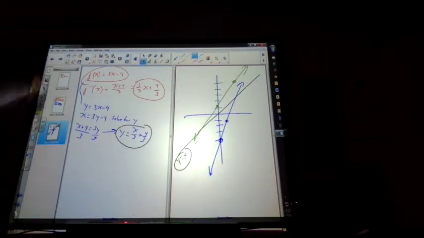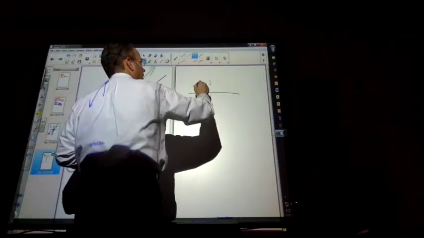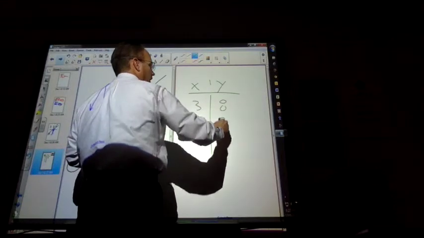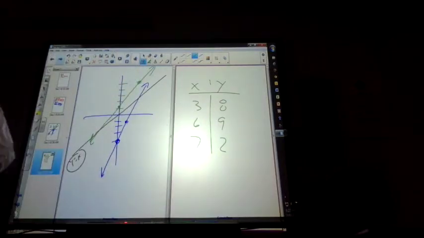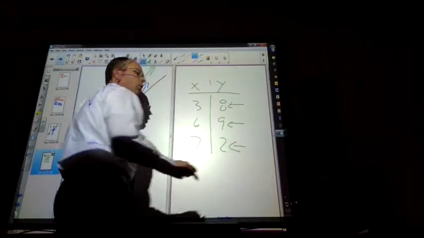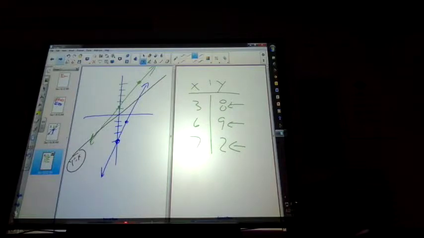A lot of times if they say, hey, I have a table of values. If I had x and y and I had 3, 6, 7, and I had 8, 9, and 2, a lot of times they'd say, you just flip-flop the x and the y and you have the inverse property. You have to make sure that none of these are the same before you interchange them. And that's where a lot of students will get in trouble. A lot of teachers will miscommunicate with students.